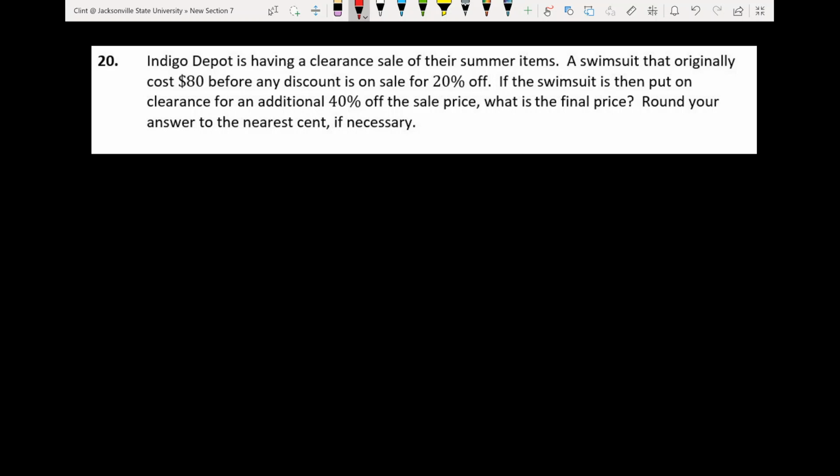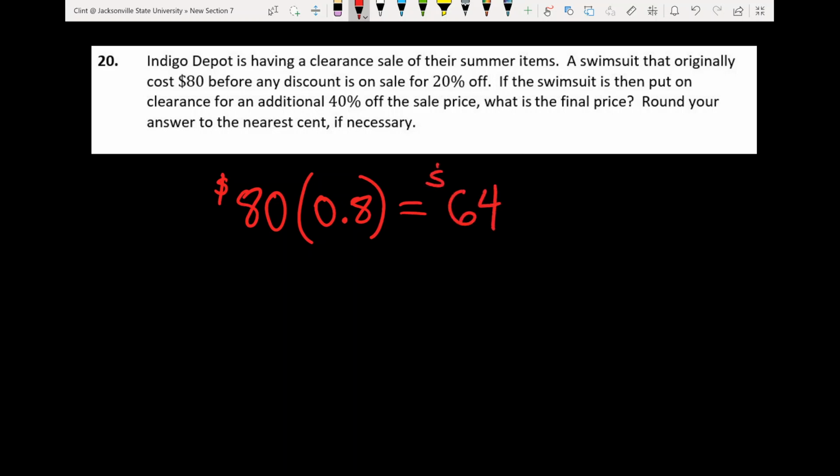So we're starting out with $80 as our cost. All right. So we're getting a 20% discount. So if we're getting 20% off our price, what percentage of our price are we paying? That would mean we're paying 80% of the cost, right? Or 0.8. Okay. So then we can do 0.8 times 80. And we get $64. That's our first discount.